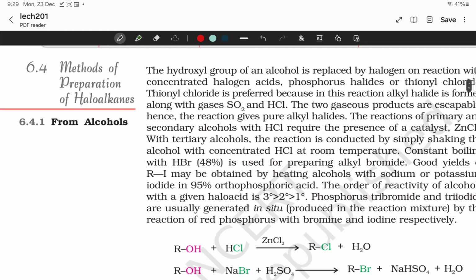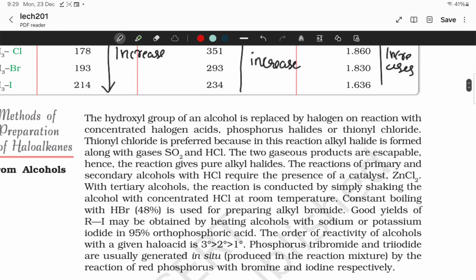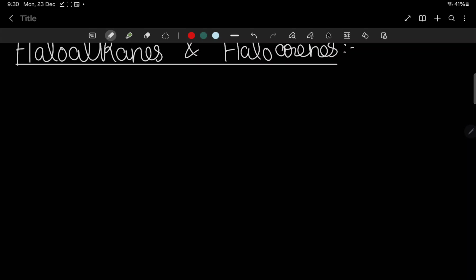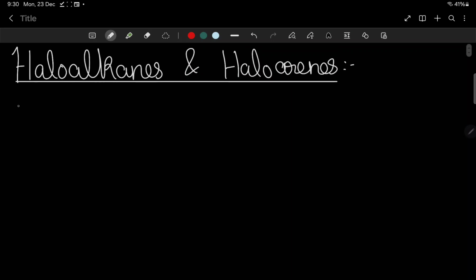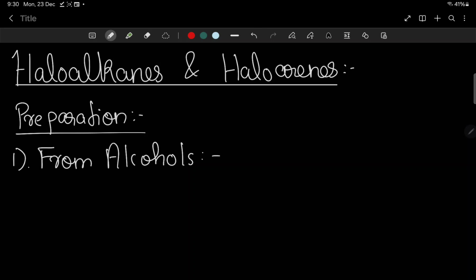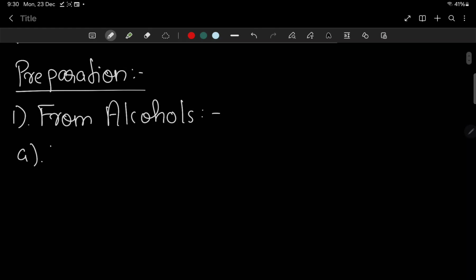Now, method of preparation. Now we are going to prepare haloalkanes and haloarenes. So, preparation. There are different methods for preparation. First, we will be learning preparation from alcohols. In that, there are different methods to prepare from alcohol itself. Like we can prepare using SOCl2, we can prepare using HX. So there are different methods.